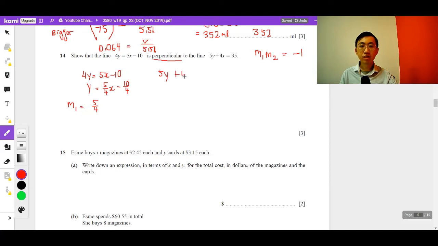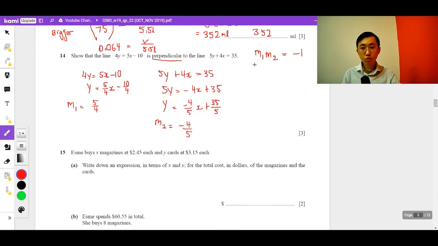Let's check. So 5y plus 4x is 35. I want to see y equals mx plus c, so I'm going to shift this towards the right hand side first. So positive 4x will get you minus 4x plus 35. Now I want y only. Everyone divide by 5. Let's go. So divide by 5, you'll get negative 4 over 5 x plus 35 over 5. I am not simplifying this because we are only interested in the gradient. So I realized that my second gradient, m2, is negative 4 over 5.